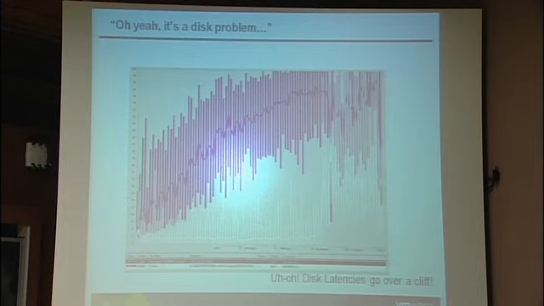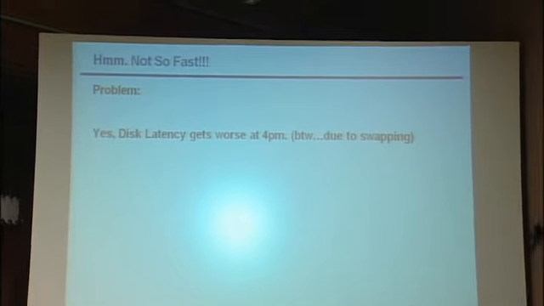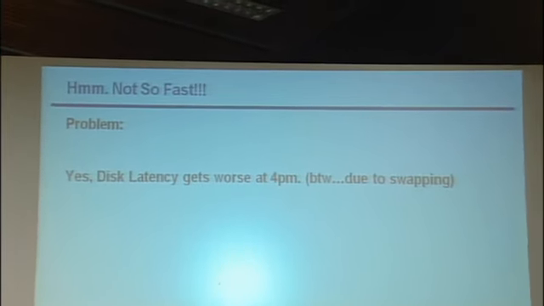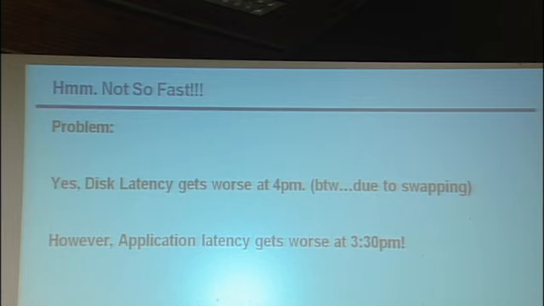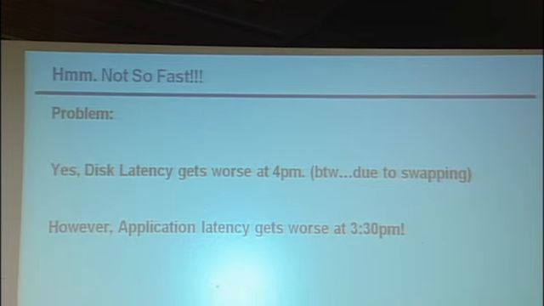So my first instinct was to tell the customer, you've got a disk problem. Your disk latencies are going over a cliff, and that's why you're having a performance problem. Unfortunately, that's not correct. Why is that not correct? It's not correct because disk latency gets worse at 4 p.m. It's because of swapping and some other nonsense. We know that. However, the application latency actually gets worse at 3:30, not at 4. It's half an hour earlier. So now the question is, what's going on that causes a problem even before disk kicks in and gets to be another problem?